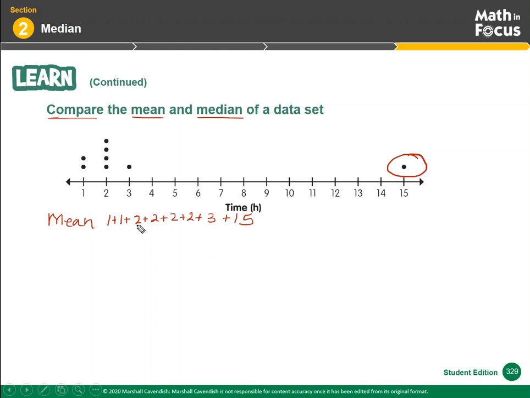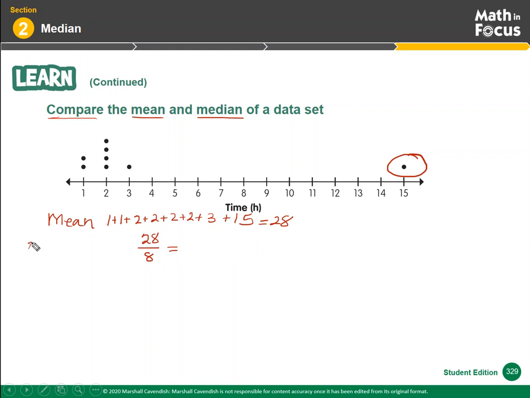Okay, so let's add these together. 1 plus 1 is 2, plus 2 is 4, plus 2 is 6, plus 2 is 8, plus 2 is 10, plus 3 is 13, plus 15. 13 plus 15, that's going to give me 28. Okay, so a total of 28 hours spent in the library over the course of 2 weeks. And we have 1, 2, 3, 4, 5, 6, 7, 8 numbers, so 28 divided by 8.